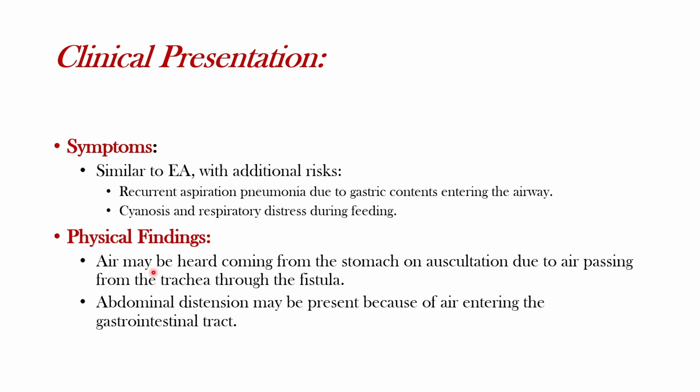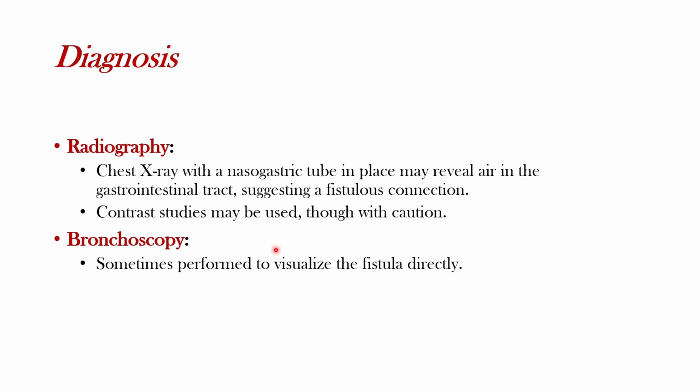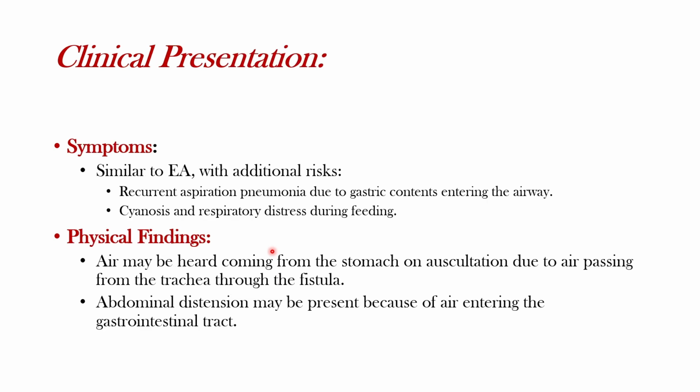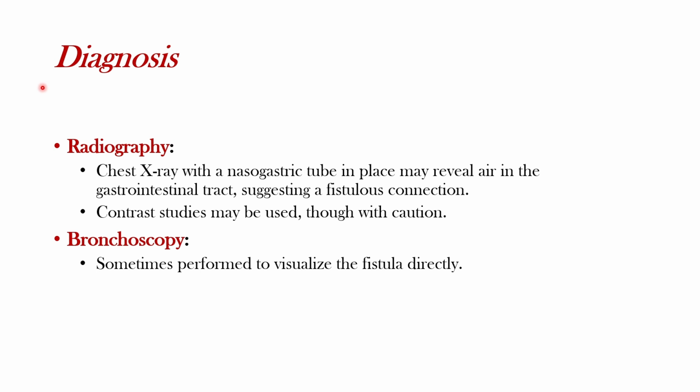Physical findings, as we mentioned: air may be heard coming from the stomach on auscultation due to the air passing from the trachea through the fistula. Abdominal distension may also be present because of the air entering the GIT, gastrointestinal tract. So when we say GIT, we don't say tract.